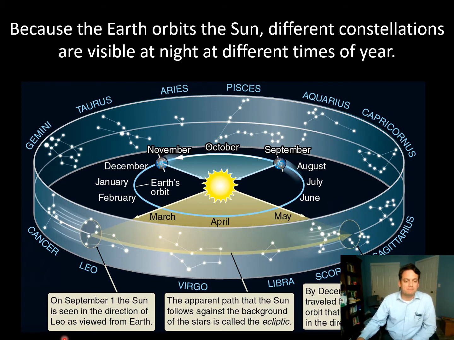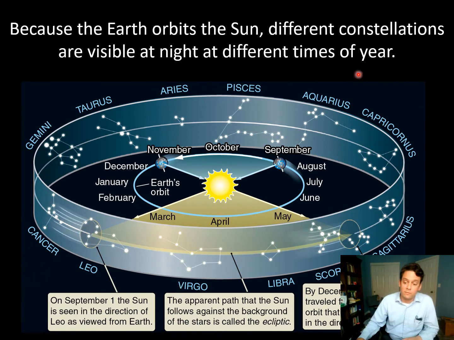So, for example, on September 1st, the sun is seen in the direction of Leo as viewed from the Earth. Another term that we haven't talked about yet, but we'll use periodically, is that the apparent path the sun follows against the background of the stars is known as the ecliptic. We won't use it a lot because, in this class, we tend to be focused on outside the solar system and not on the sun itself, but occasionally we will use the term ecliptic.